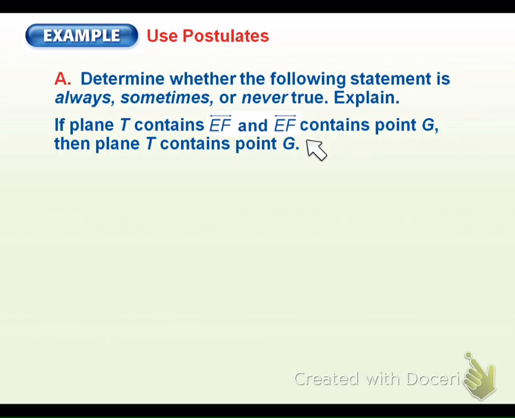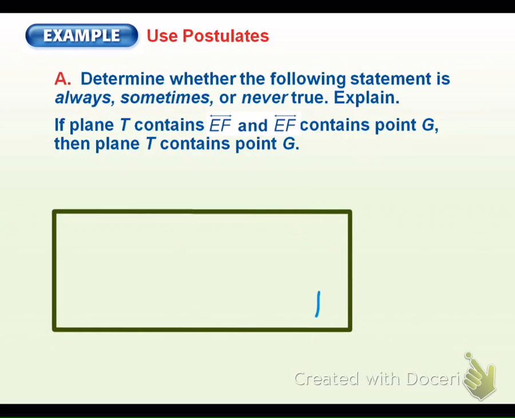So looking at your theorems, I want to go through a couple of these, and we want to look at, are these statements always, sometimes, or never true? So it says plane T, so let's draw a picture. If plane T contains line EF, and line EF contains point G, is it always true that plane T has to have point G in it? Is it sometimes true, or is it never true? I'd agree, always. Why? Because plane T has the entire line in it.